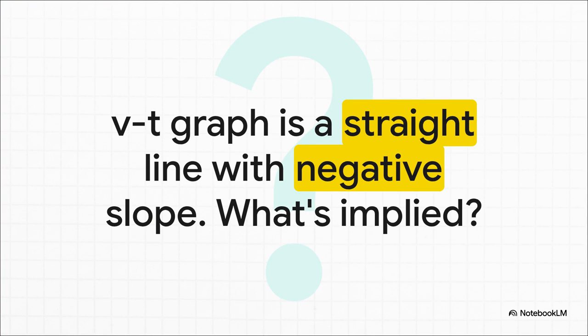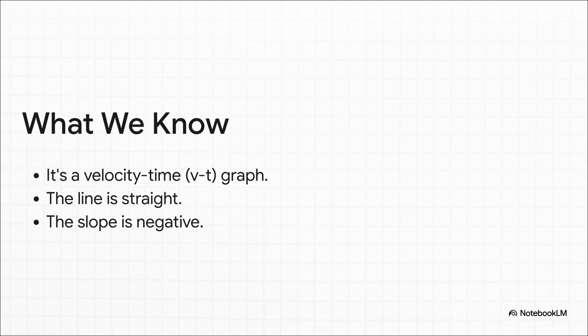So, let's put this new knowledge to the test, right? Here's a classic problem. Imagine we're told a VT graph is just a straight line sloping downwards. What's the story here? What is the object actually doing? The first step to any physics problem is just to break it down. Don't get overwhelmed. We can pull three super simple facts from that one sentence. We know we're looking at a VT graph, we know the line is straight, and we know the slope is negative. Each one of those clues is a piece of the puzzle.